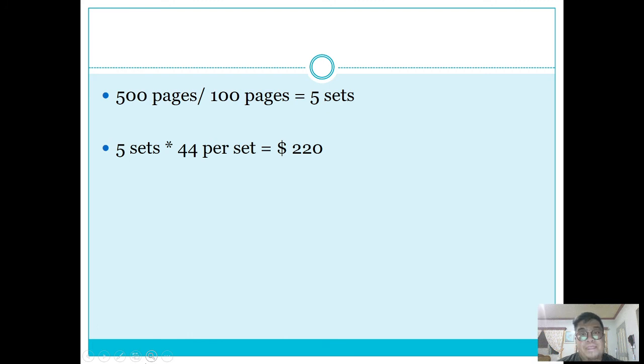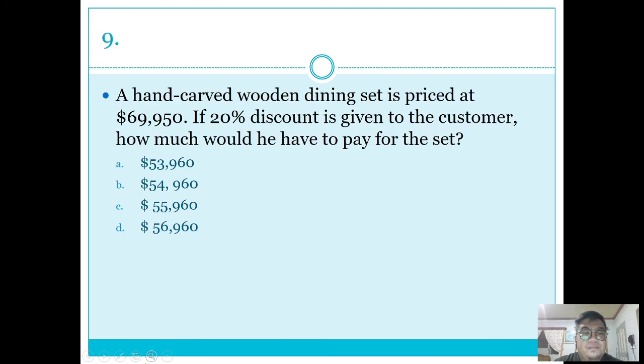Okay? Next. A hand-carved wooden dining set is priced at 6,950. If 20% discount is given to the customer, how much would he have to pay for the set? So, yung iba, ang ginagawa nila pag nagdi-discount sa mga problems, yung total price, imumultiply ng 20%. Tapos yun na daw yung sagot. Pero hindi yun. Yun lang yung discount. Ang tanong kasi dito is, how much would he have to pay for the set? Magkano na lang yung babayaran niya?